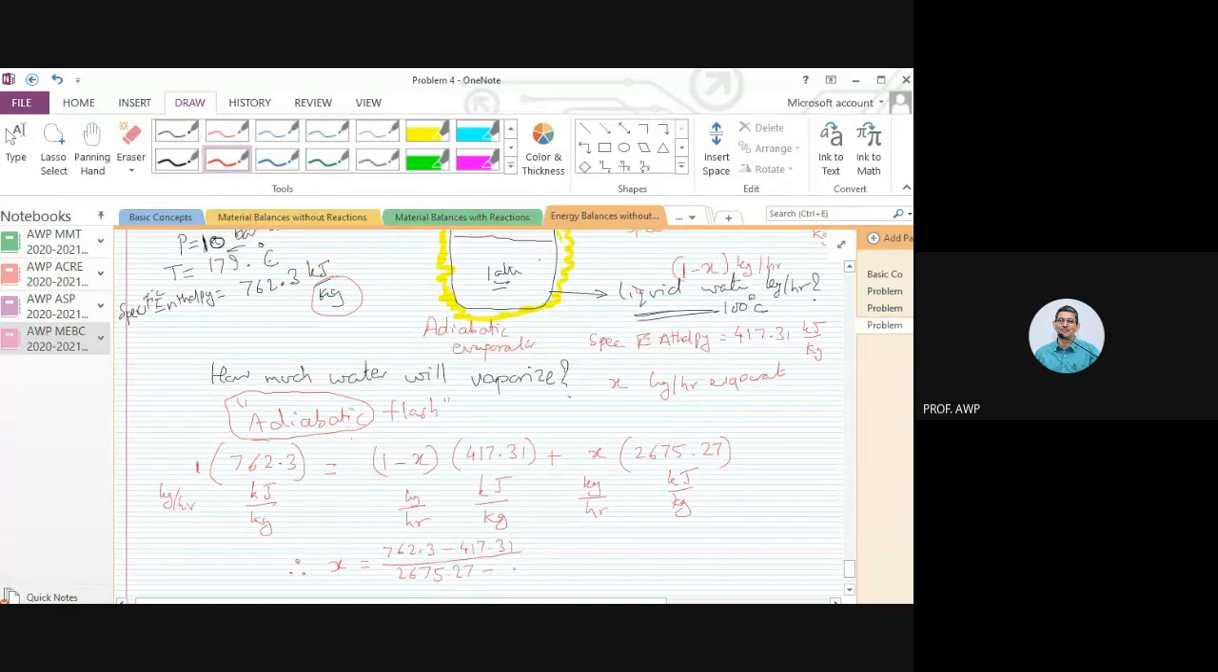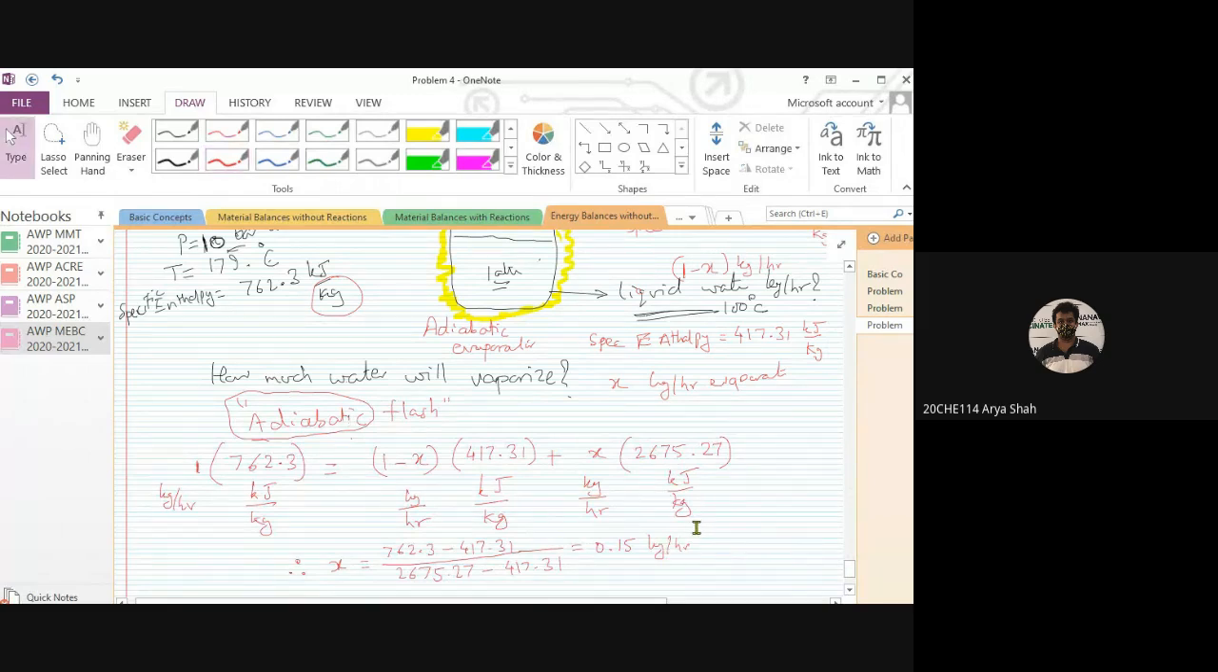Somebody find x. Don't expect me to do it. Hey, what takes so long? Hello? Is the connection gone? Sir, 0.1527. Yes, sir. 0.1527.